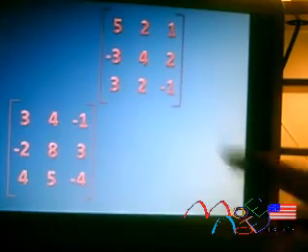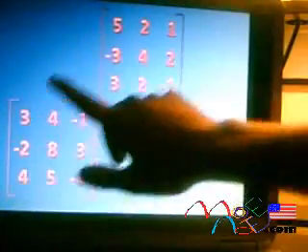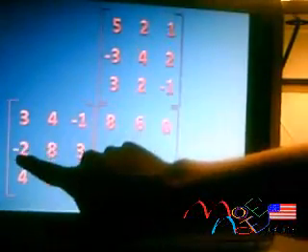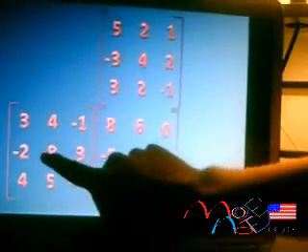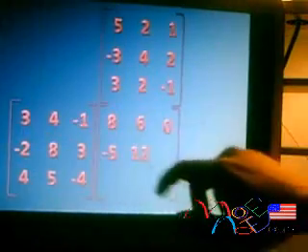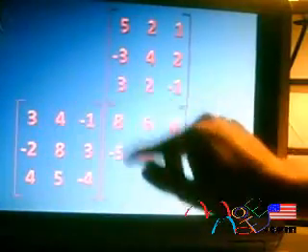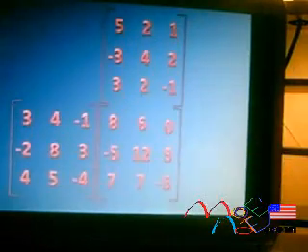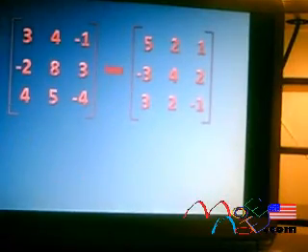Okay, so let's have our new matrix. This is going to be the solution matrix. 3 plus 5 is 8. 4 plus 2, 6. Negative 1, 1, 0. Negative 2, 3 is negative 5. 8 plus 4, 12. 3 plus 2, 5. 4 plus 3, 7. 5 plus 2 is 7. And negative 5.